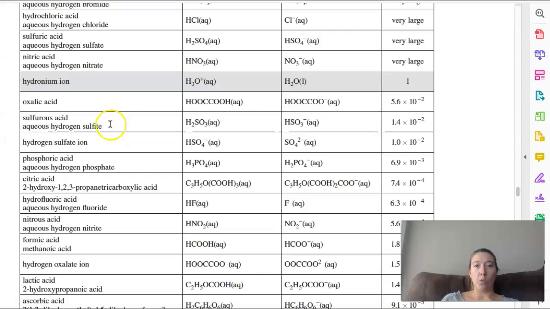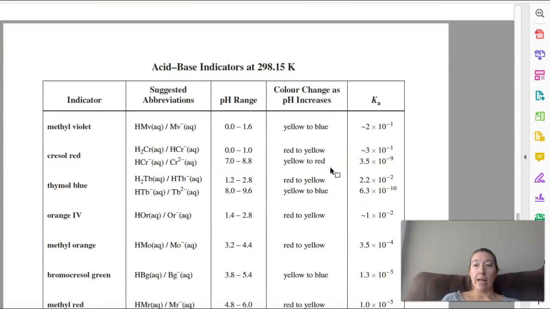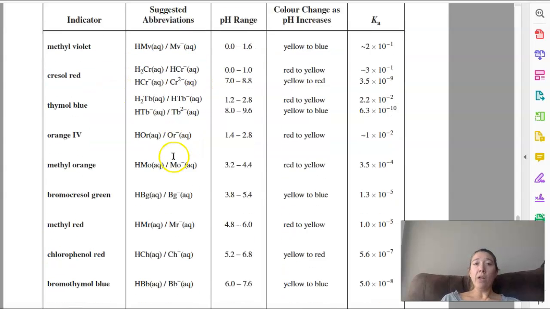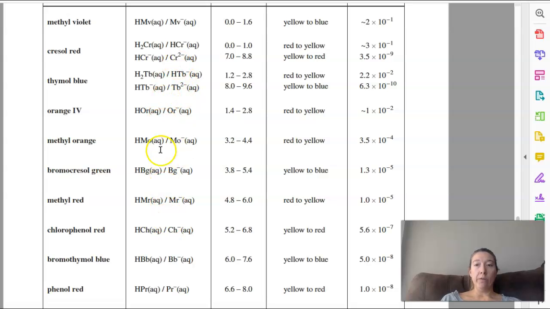So if you go to your data table and you go to the acid table, you're going to notice that there's this Ka column that we pretty much never really looked at before. This Ka column is here because all of these are actually weak acids, right? So if you look where it says suggested abbreviations, for methyl violet it says HMV and MV minus. These guys here are conjugate pairs, where this is the acid and this is the base. And you'll find that as you go through the whole table, that all stays true.